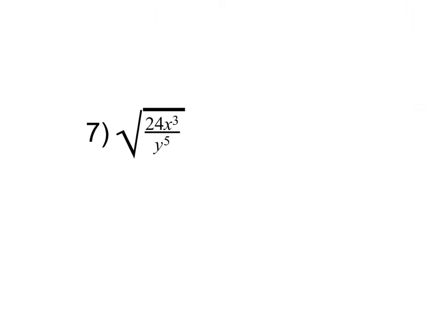All right, so number 7, I'm going to start by separating 24x cubed over the square root of y to the 5th. So let's go ahead and deal with each of these individually. So the square root of 24, we're going to break down.